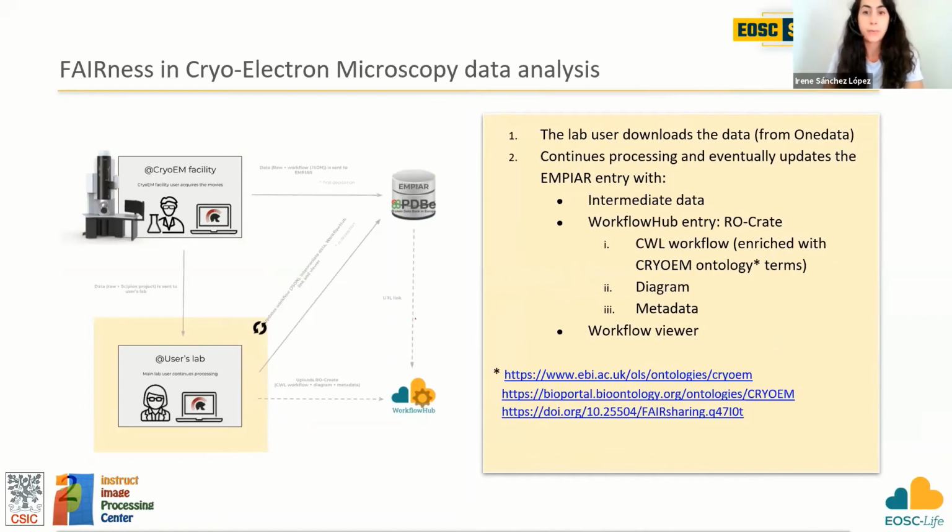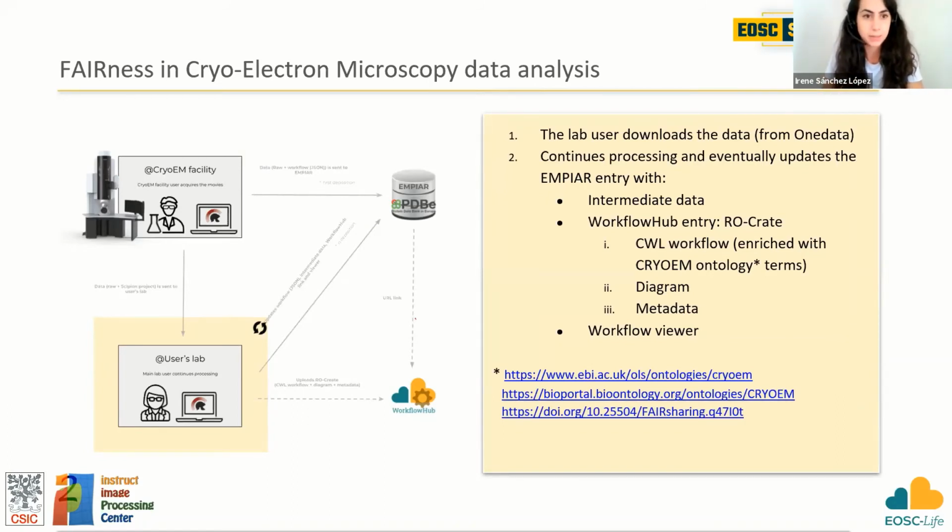Next slide, please. Then the lab user continues with the data analysis and will update that entry as many times as he wants, providing intermediate data, a JSON file with the Empire metadata schema, and not only the updated workflow in JSON format, but a link to an entry from the public workflow repository Workflow Hub, which consists of a raw create object with the workflow in common workflow language format, enriched with terms from the Cryo-EM ontology that can be checked at these links from Ontology Lookup Service, BioPortal, and FAIRsharing. However, the submission to Workflow Hub functionality is still under development, since we depend on the Workflow Hub team to release some improvements in its API.